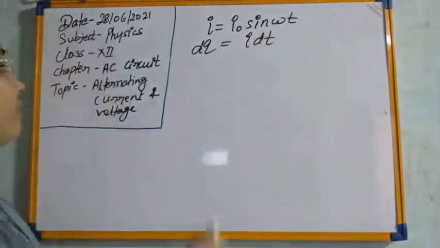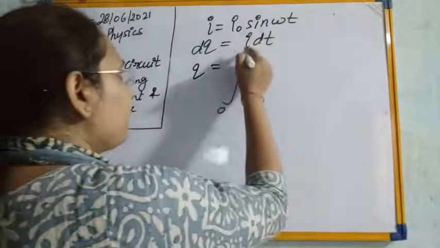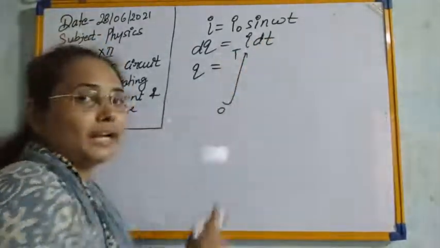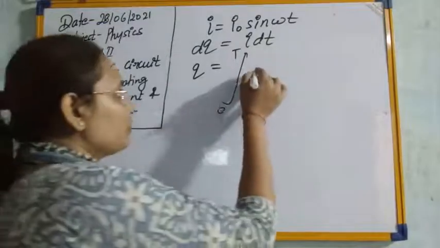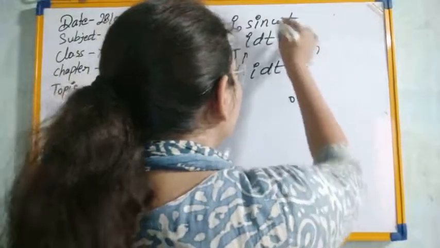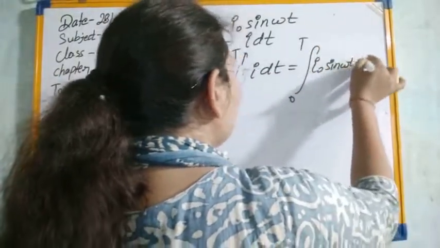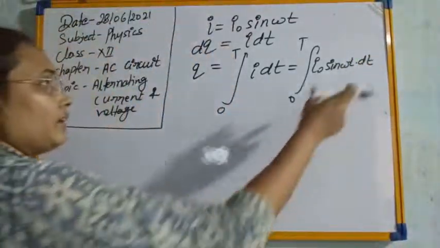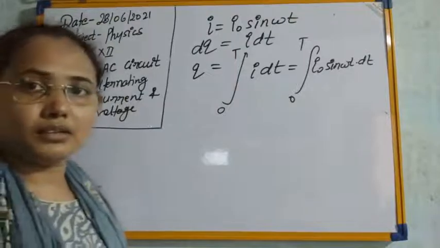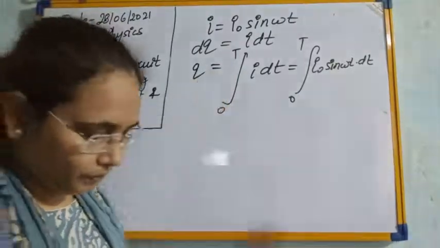If we integrate this equation over the complete cycle, the time varies from 0 to capital T, the time period. So this is the integral of I dt, and in place of I we can write the value of I, which is I0 sin omega t into dt. Now we can integrate this, and the value we get after the integration will provide the value of q here.